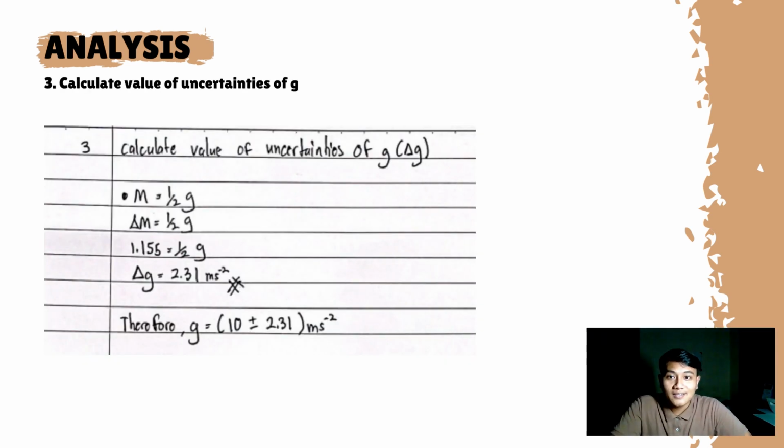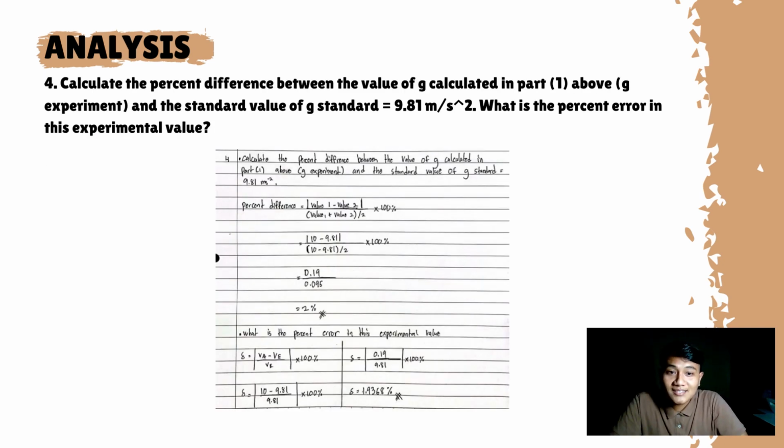For the third analysis, we need to calculate the value of asymptotic g. And this is how we calculate the value of asymptotic g. For analysis number 4, this is how we calculate the percent error in this experiment value.